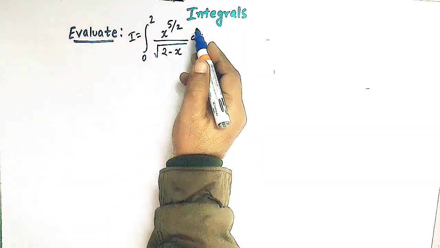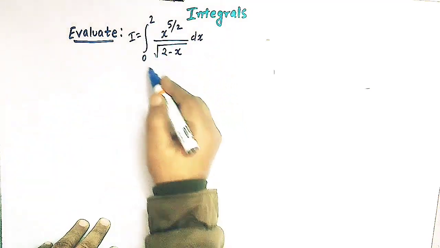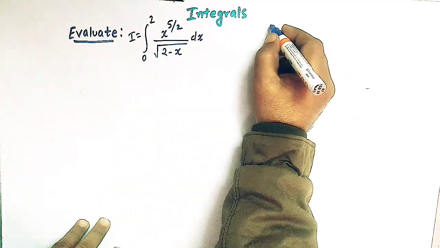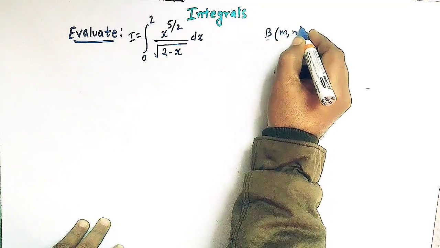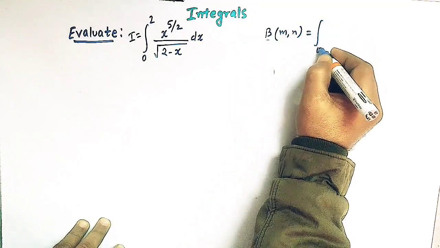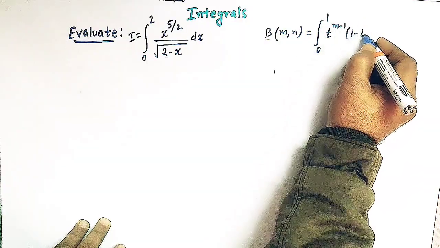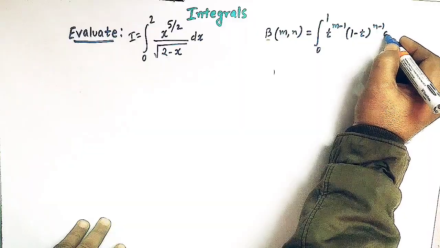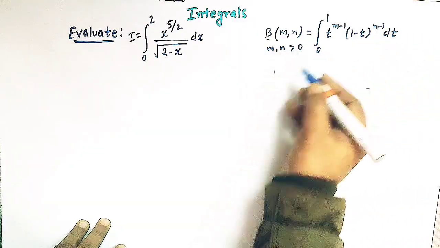Now here what we will do, will first make use of the method of substitution, right? And by using the method of substitution, we'll convert this integral into this form, that is the beta function, that is beta m comma n is given by the integral 0 to 1 t raised to m minus 1 and 1 minus t raised to n minus 1 dt, where m and n are greater than 0.